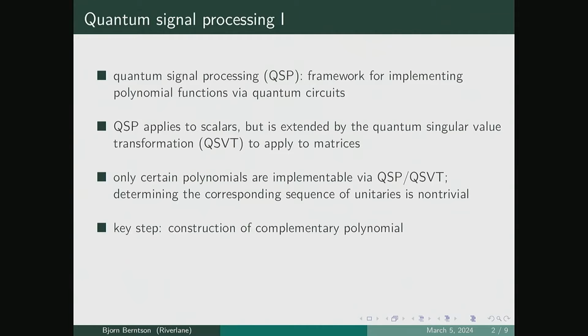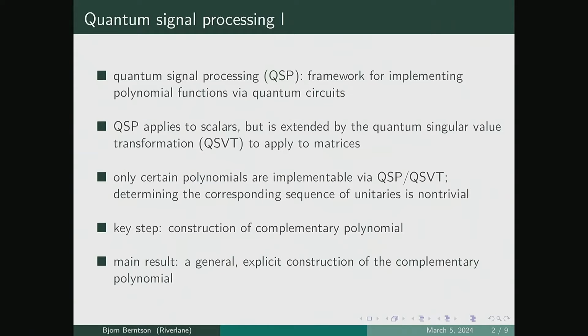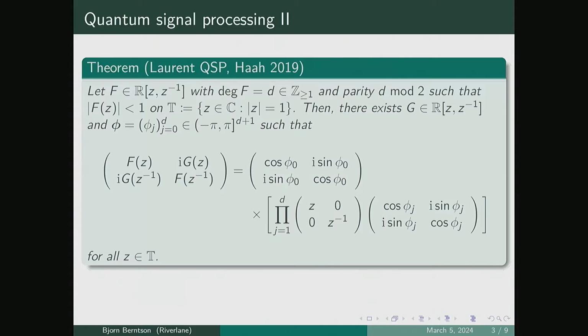So a key step in this process is determining what's called the complementary polynomial, and I'll define what this is momentarily. But the main result I want to communicate in the talk is a general and explicit construction of this complementary polynomial that you need to apply QSP.